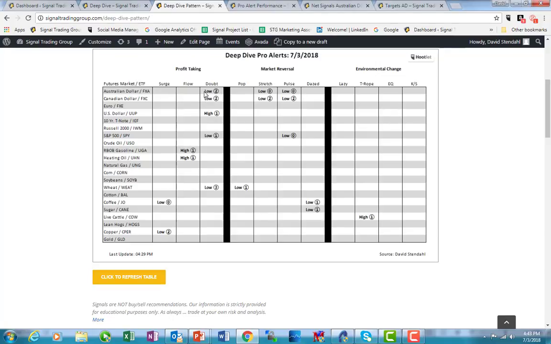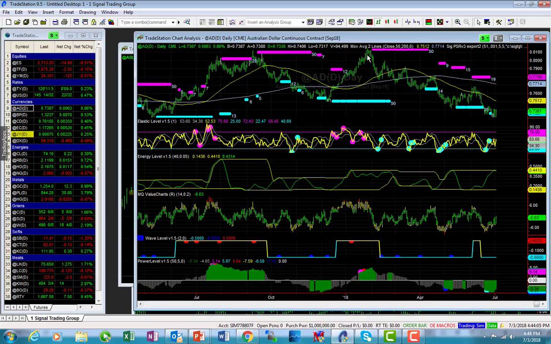Here's Australian dollar. We had a double low just recently, and with today's action we had a stretch low, which is an important one, and a pulse low, which also is important. So when we take a look at the market as a whole, here are daily bars for Australian dollar. You can definitely see the downtrend here.